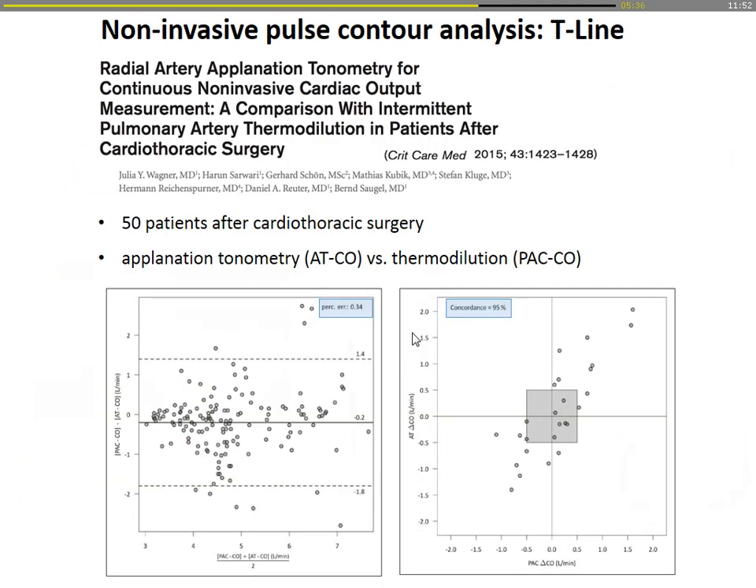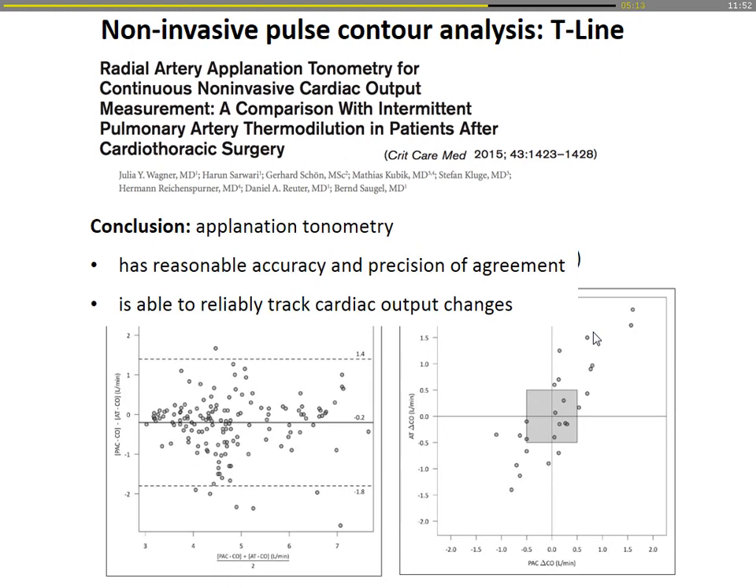Again, the group of Bernd Saugel has done a lot of research on this. These are patients after cardiac surgery, and again, it was compared to the Swan-Ganz gold standard cardiac output, and there was quite a good accuracy, percentage error 34% and a concordance rate of 95% if you look at the changes in cardiac output. So it has a reasonable accuracy and precision and is reliably able to track changes in cardiac output, was the conclusion of this group.